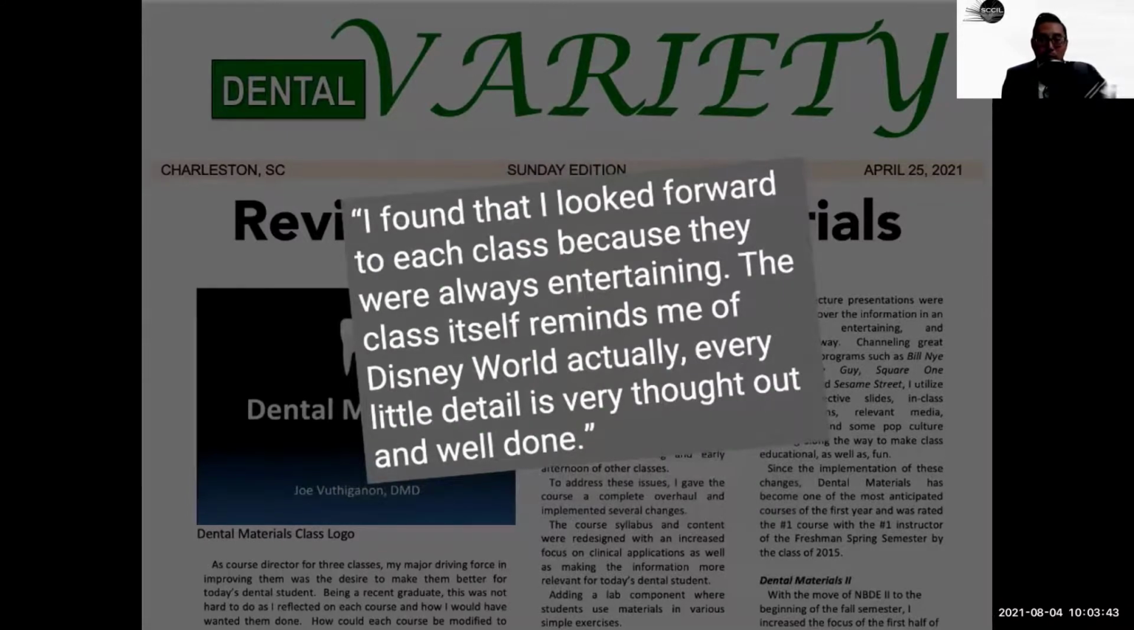This next one here, this touches my Disney heart. I found that I look forward to each class because they were always entertaining. The class itself reminds me of Disney World. Actually, every little detail is very thought out and well done. And again, that's how Disney World inspires me. Like, there's pre-show music. The lecture is thought out. There's props and costume changes and whatnot. And there's also exit music as well, which I think adds a little more fun to it.